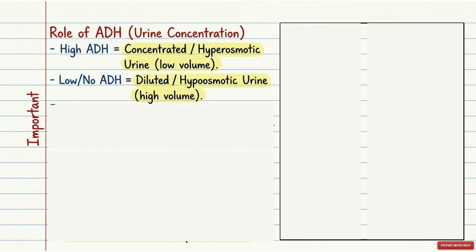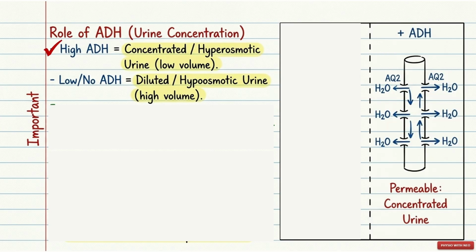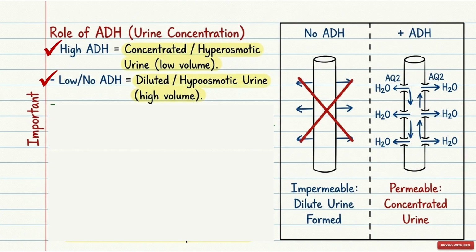Now let's see the role of ADH in urine concentration. Whenever ADH is high, it causes concentrated or hyperosmotic urine to form, that is, urine with a low volume. And whenever there is low or no ADH, it causes dilute or hypoosmotic urine to form, that is, urine with a high volume.